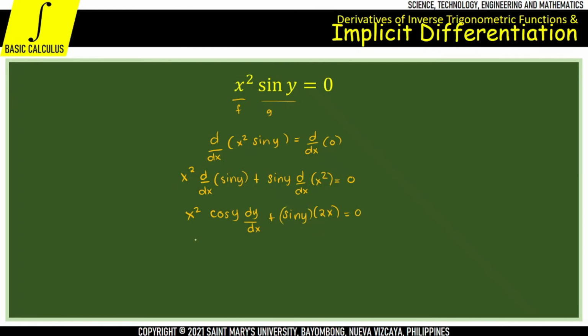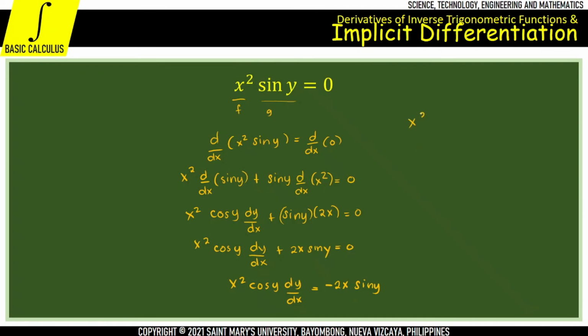Next, simplify then. We have x squared multiplied by cosine y dy/dx plus 2x sine y is equal to 0. Next, transpose. So we have x squared cosine of y dy/dx is equal to, from positive, that becomes negative 2x sine y. So we divide all terms by the coefficient of dy/dx.